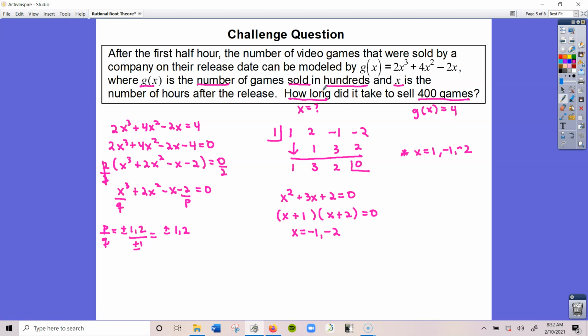Now, remember that we're answering this question, so we have to keep these numbers in mind. When we're looking at the answer, we have to think about which one of these would be correct. X represents number of hours, so that means that -1 and -2 cannot be answers because hours cannot be negative. So that means that x is equal to 1. So, again, to put it in context here, it took 1 hour to sell 400 video games.